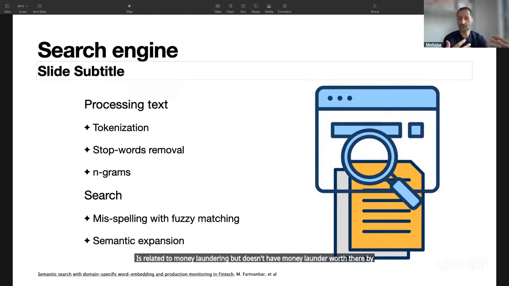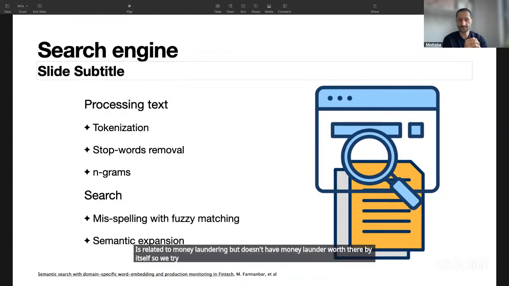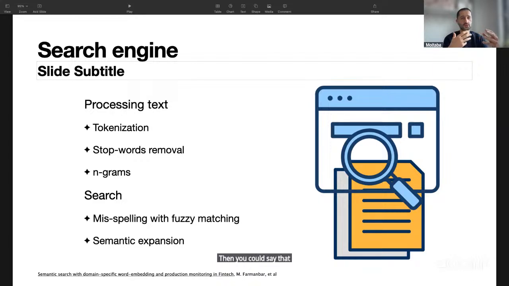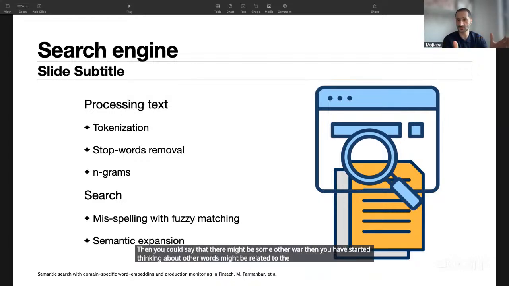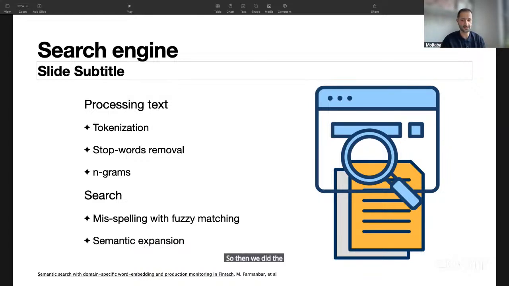So we tried to see how we can expand the word or query that the user is looking for. Because sometimes, okay, maybe I'm looking for a data leakage. Then you could say there might be some other words. Then you started thinking about other words that might be related to data leakage based on the documents we have. So that is how we did the semantic expansion.